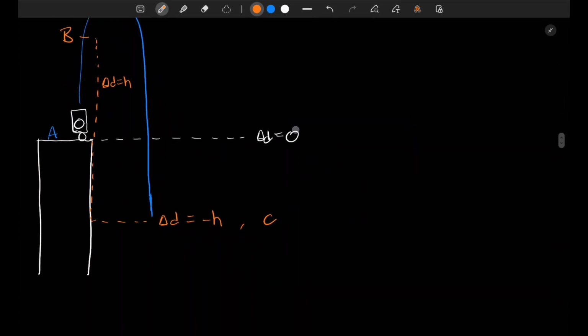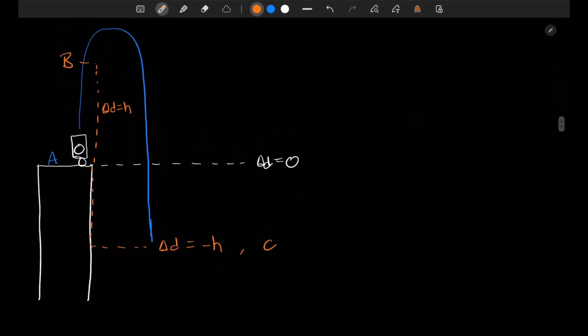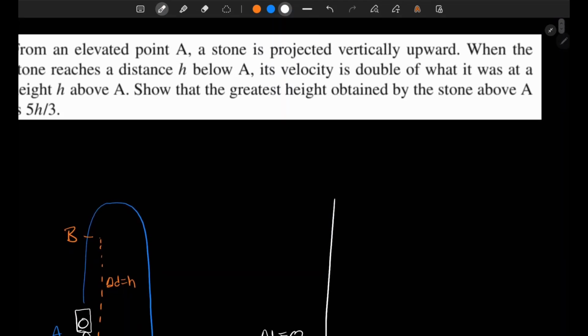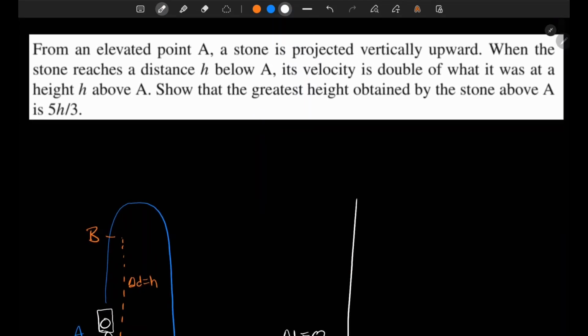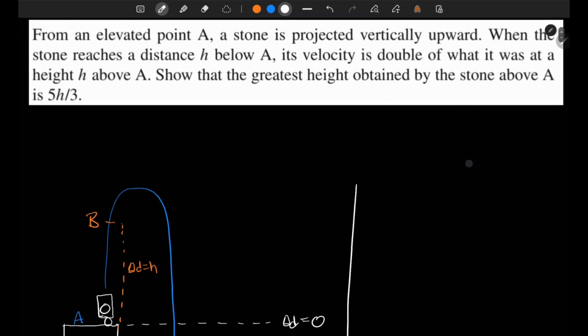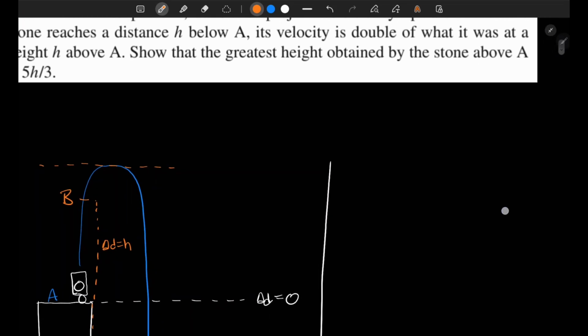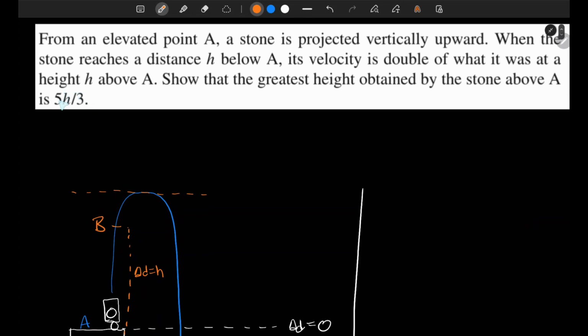So from here, we proceed as follows. We say, okay, what is this question actually asking? It's asking us to find the greatest height obtained by the stone above A. So it's asking us to find this height, which we don't know yet. And it wants us to show that it's equal to 5h over 3.